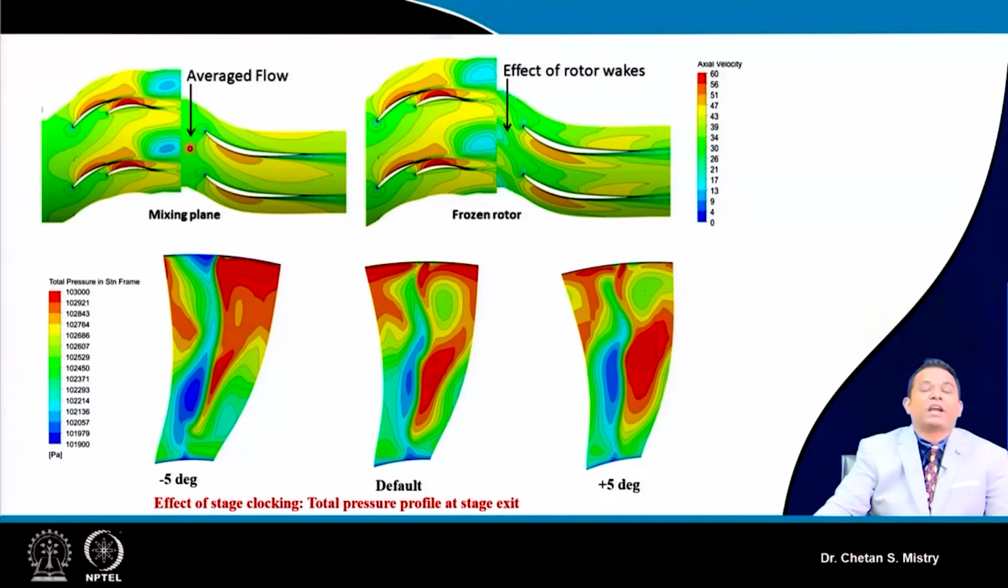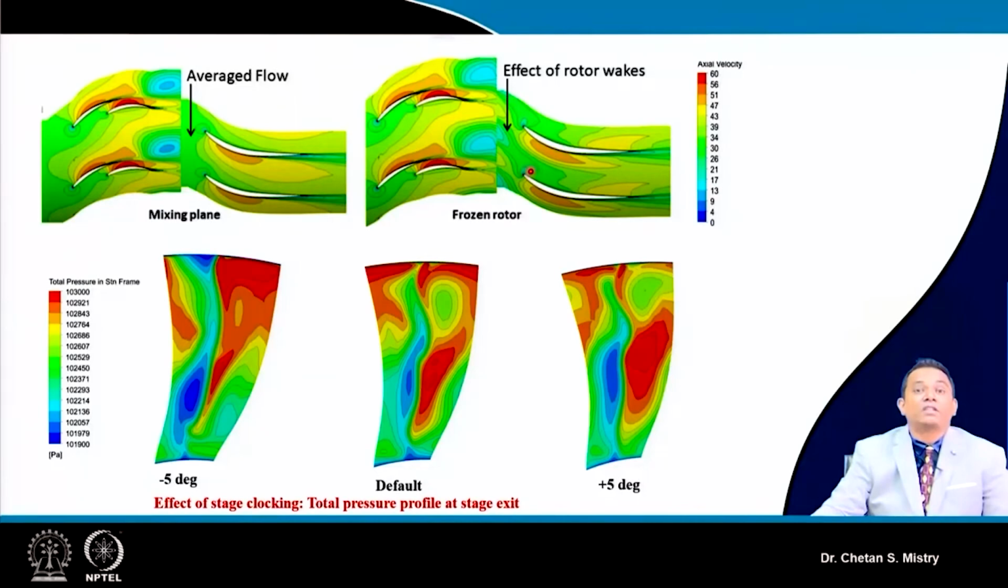So when we are using this kind of approach, we are unable to understand how my wake will be impacting the downstream stator. Okay, and that study is very important for us. Now in order to analyze this kind of configuration, if you look at the same analysis done using the frozen rotor approach, we can clearly see the wake that comes out does not get averaged out, but is transferred to the downstream stator.